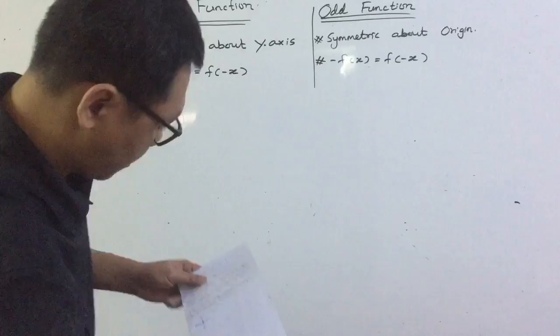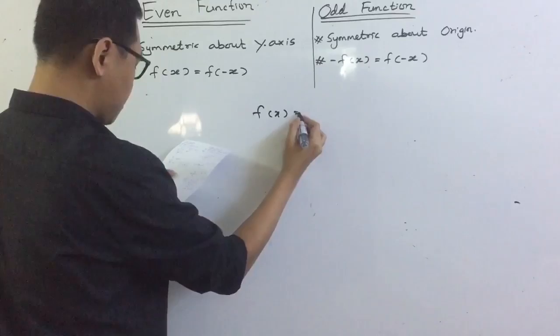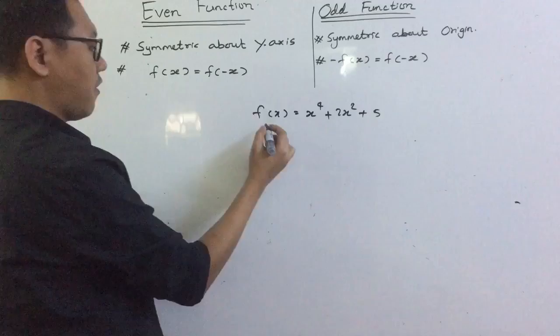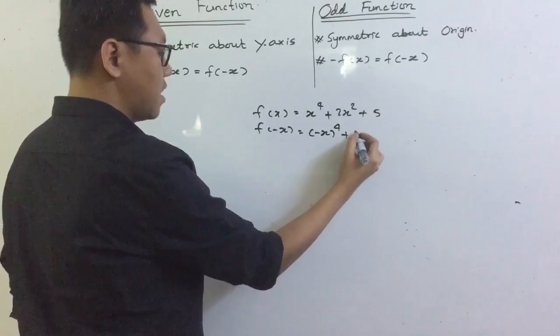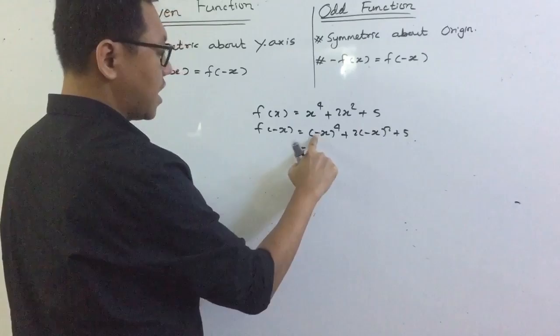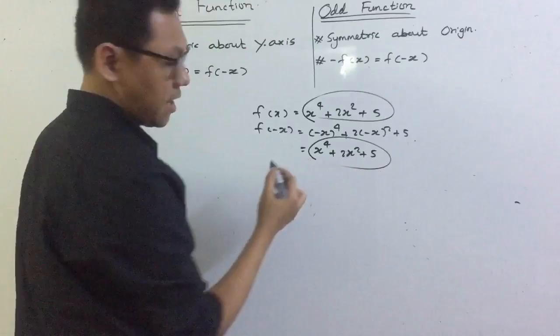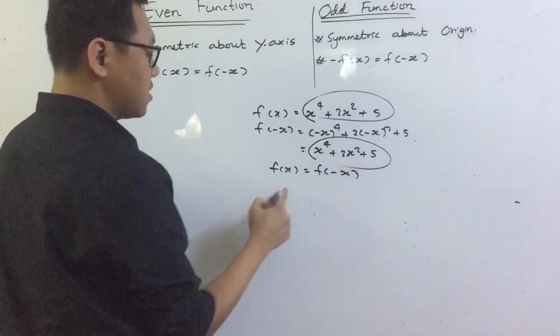Okay, the first example is f(x) is equal to x^4 + 2x² + 5. Let's see if it is an even function or an odd function. So let me start with f(-x). f(-x) will be (-x)^4 + 2(-x)² + 5. So you get -x to an even power, so it will be positive. This one will also be positive, 2x² + 5. You see, this and this are the same. So f(x) is equal to f(-x). So this is an even function.